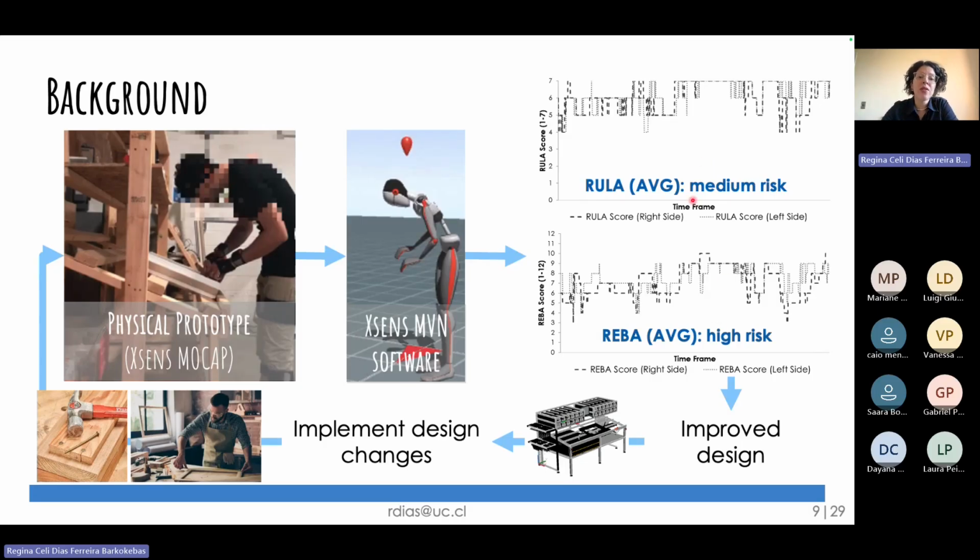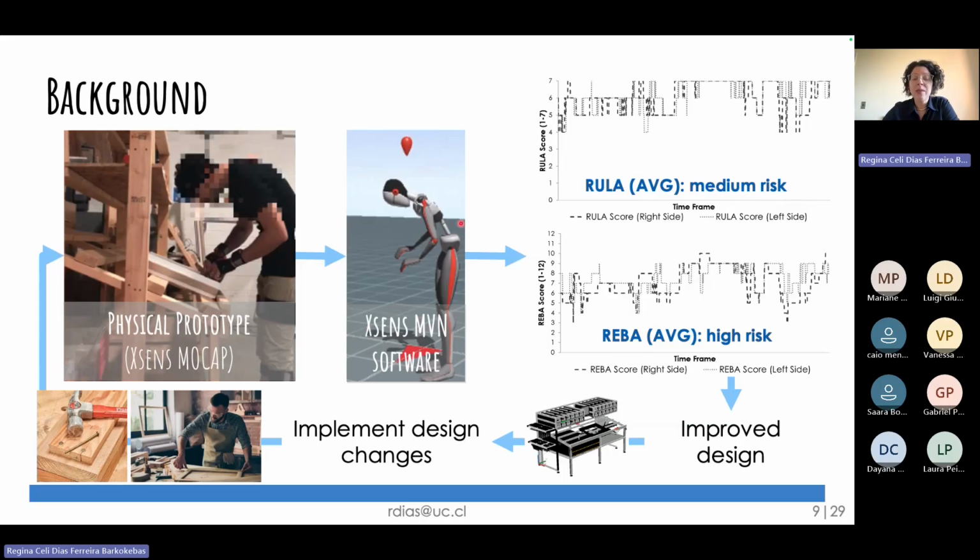And based on this information, I can improve my design and propose a new design. And to verify if the design is more effective, I need to change my physical prototype. So especially this part here, implementing this change to the physical prototype, can be really time consuming because depending on the changes, I need to basically do another physical prototype.